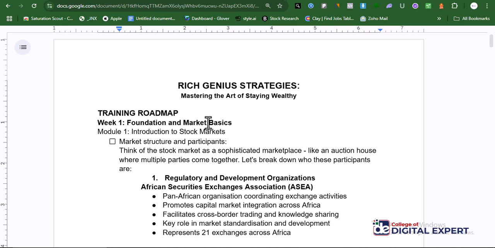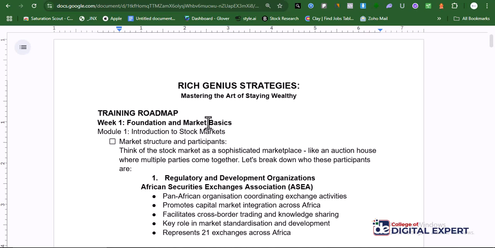Now let's talk about the regulatory and development organizations that are part of the market participants. Let's look at our traditional market first. When you go to a market, you are talking about the buyers and the sellers. You're talking about the tax collectors in the government. They are part of the market. We have those who brought goods and services for sale, those collecting tax, and those who brought services like helping people move their goods from one place to another. They're also part of the market.